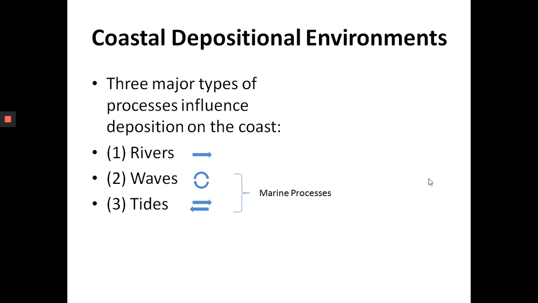So, what types of processes influence sediment transport and deposition along the coast? There are three processes that occur here. First, you have rivers supplying sediment from the hinterland to the sea. Then we have waves, which are pushing this sediment back towards the shore and also moving it sideways along the shore. Then you have tides, air pasang surut, which also result in transport and deposition of sediment along the coast. These two processes, waves and tides, can be grouped together and called marine processes.